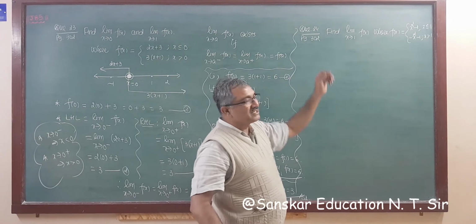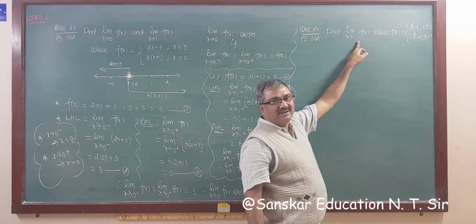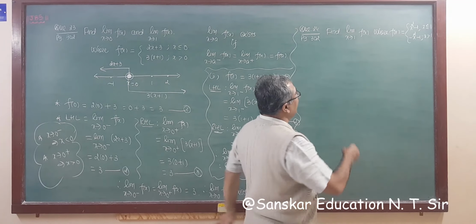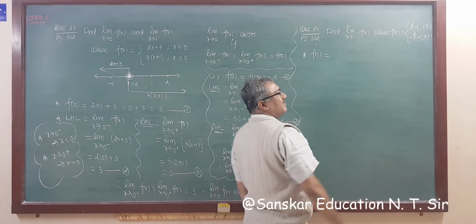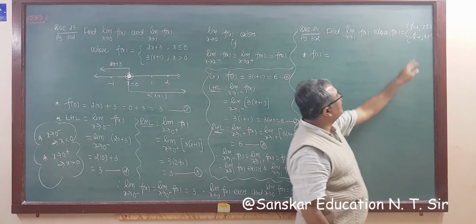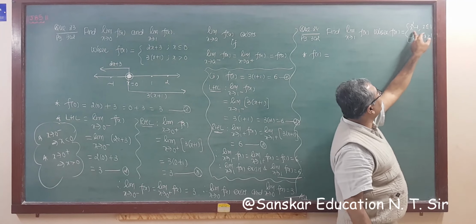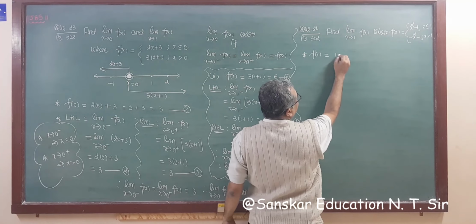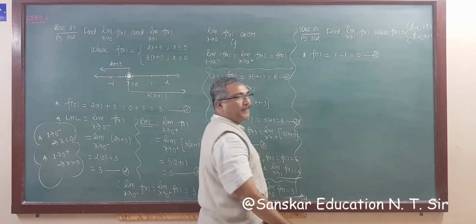Now this is a very easy question for you. x tends to 1, that is at x is equal to 1 you have to find out. So first of all we find out f of 1. Now when x is equal to 1, this function is defined. Is this or equal to 1? So this function is defined, that is 1 square minus 1, that is 0. That is equation number 1.